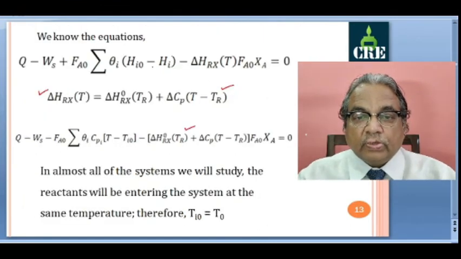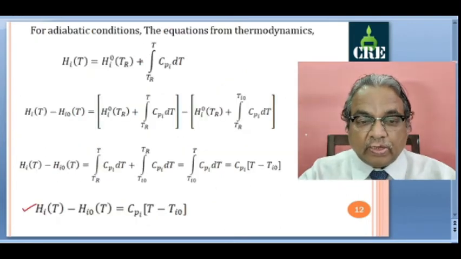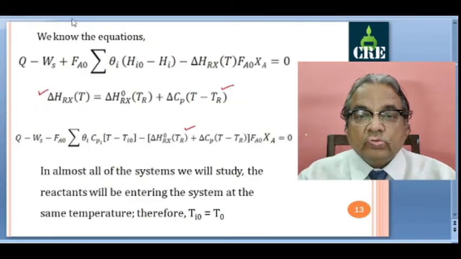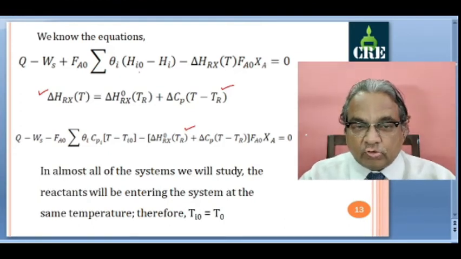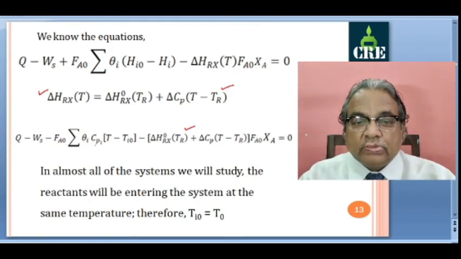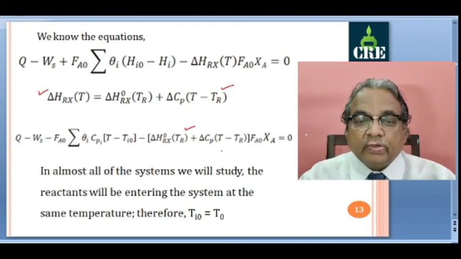So here it is Hi0 minus Hi, and here we have Hi minus Hi0. So I will change the sign to minus sign. So we get here minus Fa0. I am replacing Hi minus Hi0 now with minus sign. So it is theta I Cpi T minus Ti0, and second term we know.